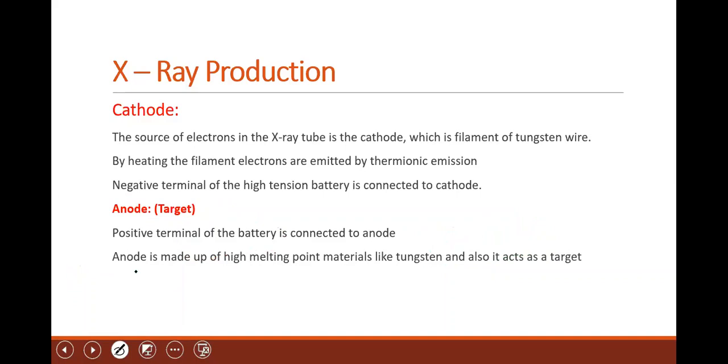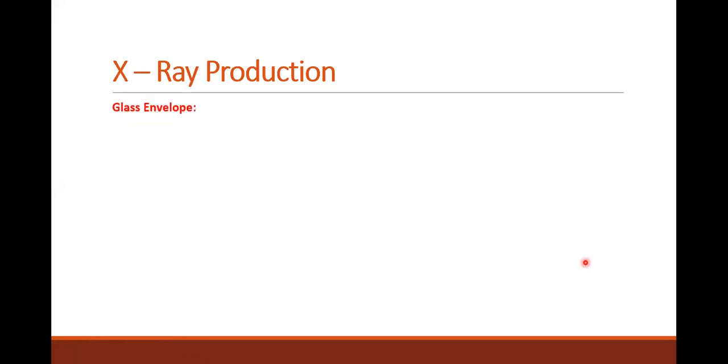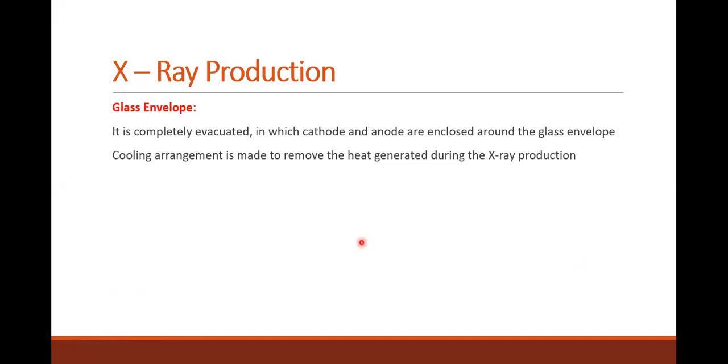The anode is made up of high melting point materials like tungsten. The cathode is also made up of high melting point material, because you are passing very high current and the heat is also more here. The anode also acts as the target. Next, the glass envelope, as I told you, is completely evacuated, and both cathode and anode are enclosed in it. Around the glass envelope, some cooling arrangement is made to remove the heat generated during X-ray production.